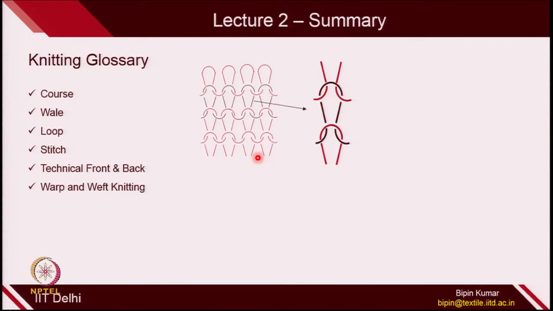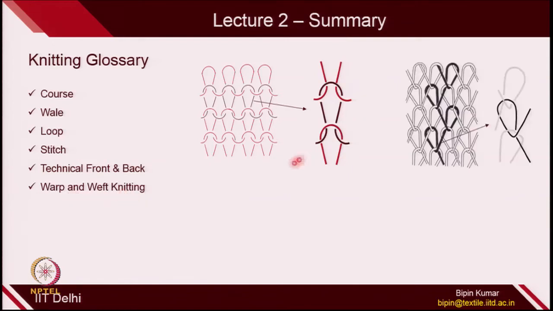We also looked at 2 different types of knitting, which are warp and weft knitting. In weft knitting, the movement of yarn is from left to right, which is along the weft direction or fabric width direction, while in warp knitting, the movement of yarn is along the length direction, which is similar to the warp direction in a woven fabric. So, depending on the movement of yarn, we differentiate these 2 fabric structures, warp knitting and weft knitting.